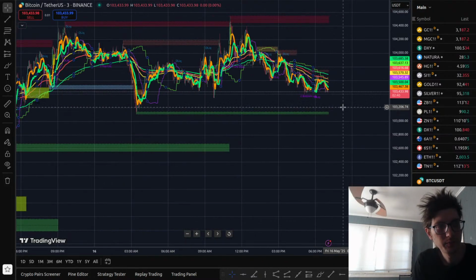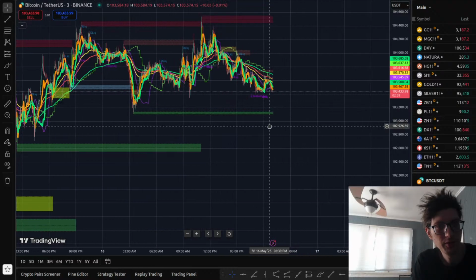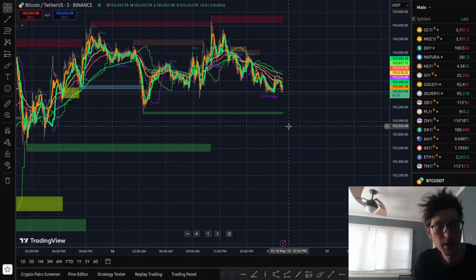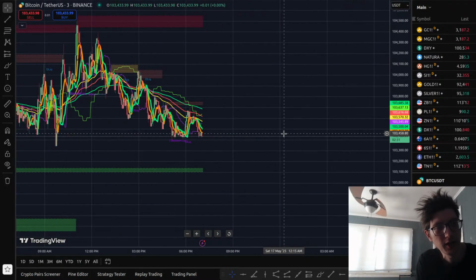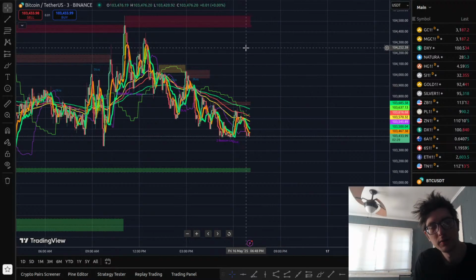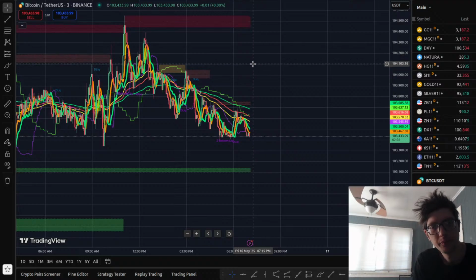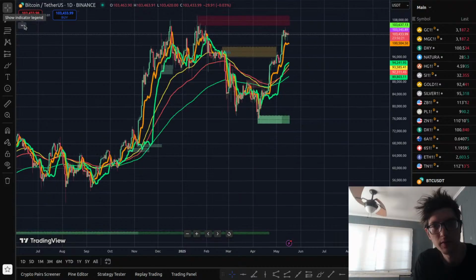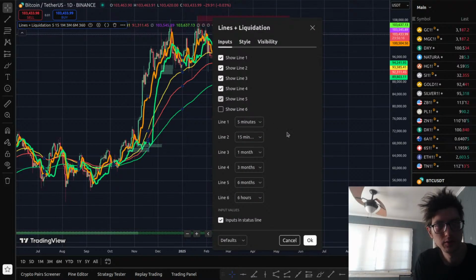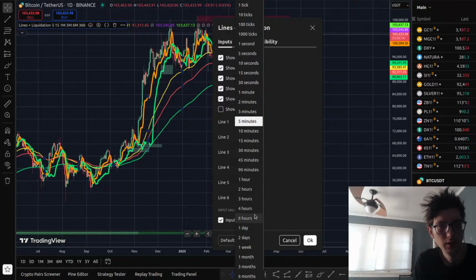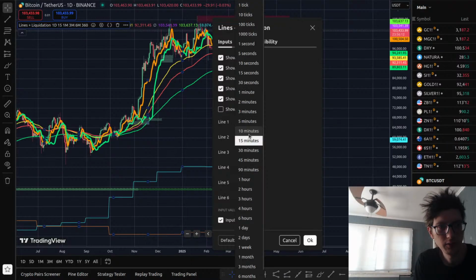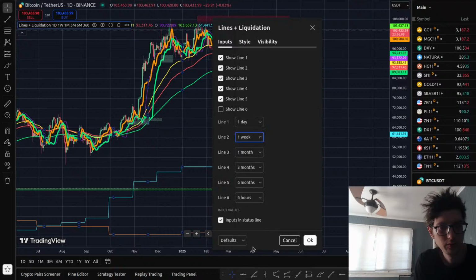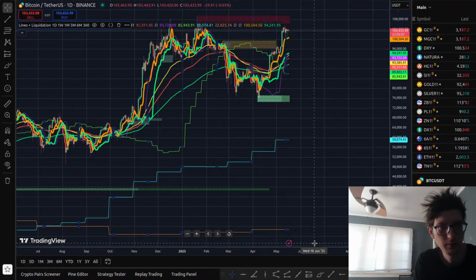So stops get swept, and I don't really like trading lower time frames because then you have to buy and sell a lot more often. You have to look at the chart a lot more often. So that's why I prefer to use the daily chart or trade on the daily, and just enable these here. These are the settings I'll show you that I like to use. We'll do 1 day, 1 week, 1 month. Alright, yeah, that looks good.